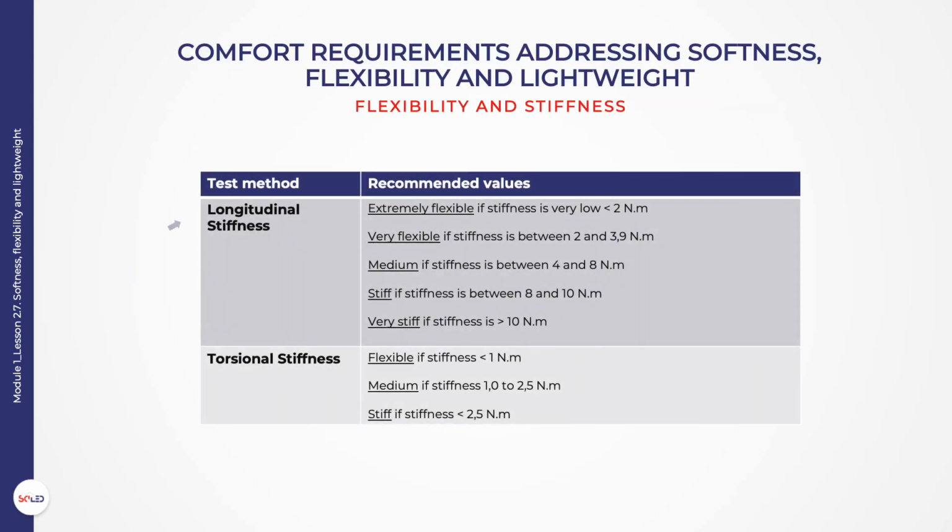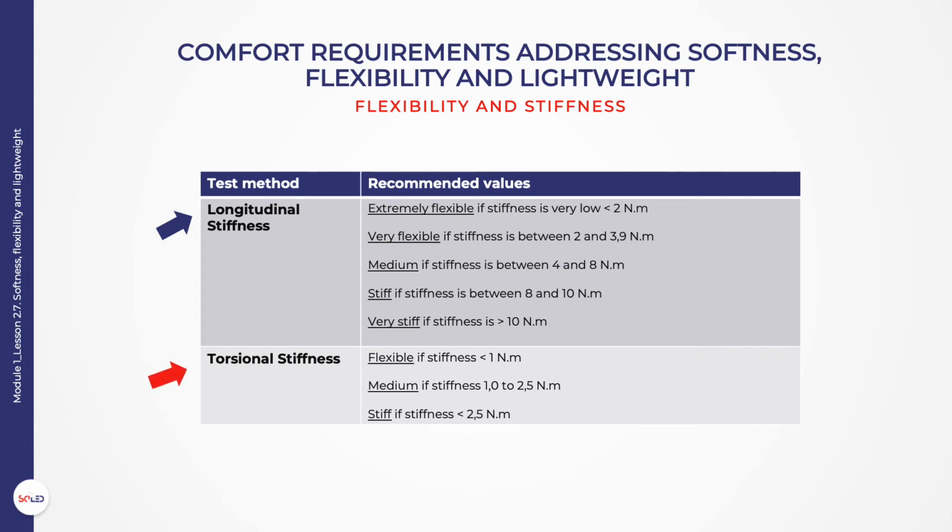Longitudinal stiffness is measured on whole footwear. A product is considered extremely flexible if its stiffness is very low, less than 2 Nm. If the stiffness is between 2 and 3.9 Nm, the product is very flexible. Medium flexible if stiffness is between 4 and 8 Nm. It is considered stiff if it is between 8 and 10 Nm, and very stiff if greater than 10 Nm.